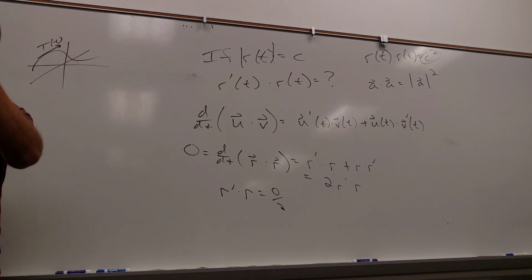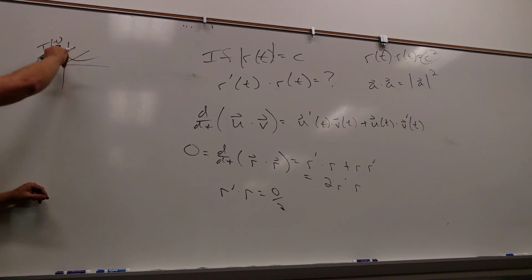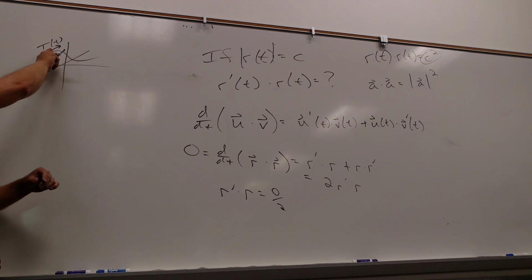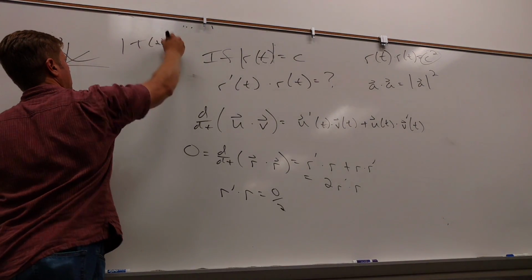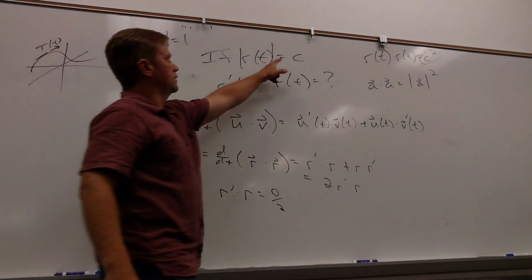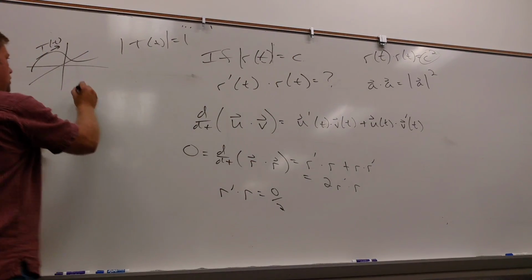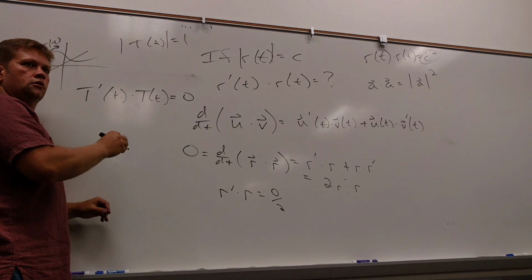But there's one specific vector that's orthogonal. In fact, now we know what the length of this vector is. What's the length of this? It's defined to be 1. The length of T is 1 because it's a unit tangent vector. It's got to be length 1. So the length of it is constant, meaning that T prime dot T is 0.